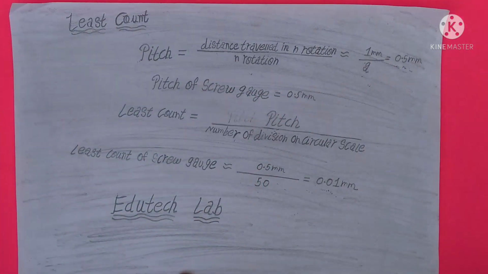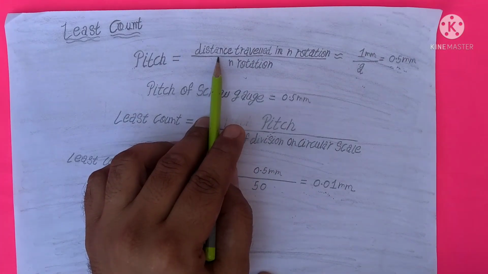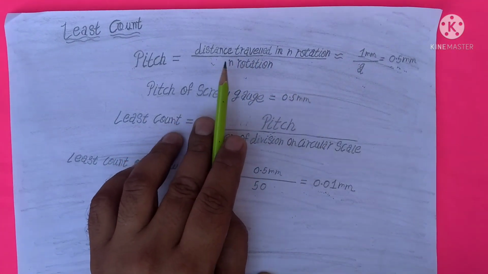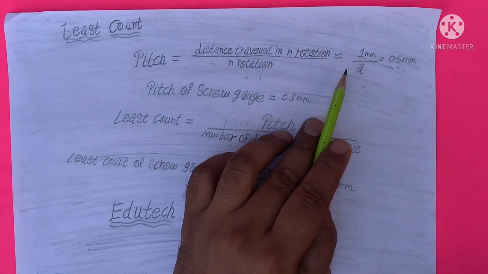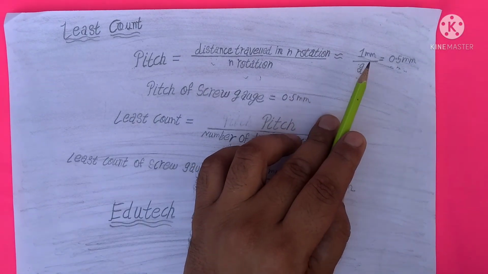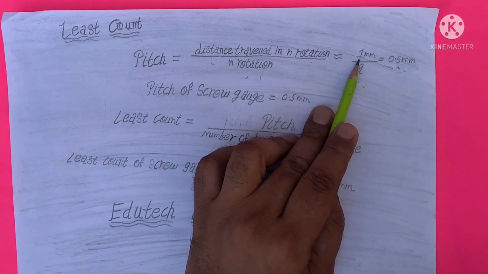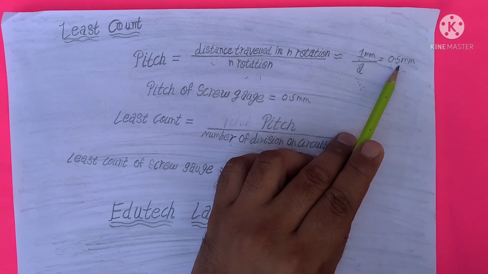So now let's see. Pitch is equal to the distance traveled by the circular scale divided by the number of rotations provided to the circular scale. Now here I provided two rotations to the circular scale, and correspondingly the circular scale moved 1 mm backward. And now after solving it, the result comes out to be 0.5 mm.